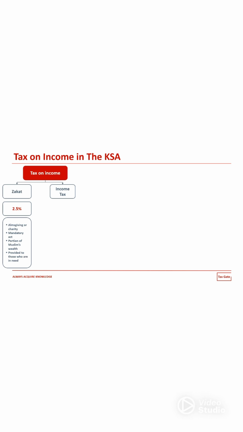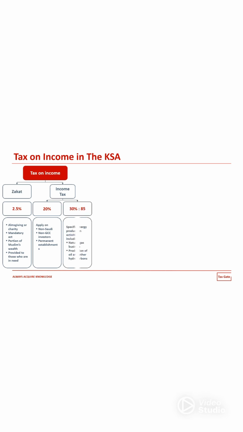So, the corporate income tax rate in the KSA is 20%, and generally non-Saudi and non-GCC investors or permanent establishments are liable for the 20% corporate income tax on their net adjusted profits. Only for some specific energy production activities and businesses, the corporate tax rate would be between 30 to 85%, and such would include the income earned against oil and hydrocarbon production in Saudi Arabia and also the natural gas businesses.